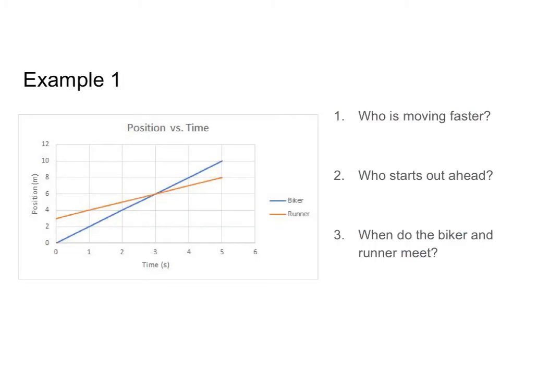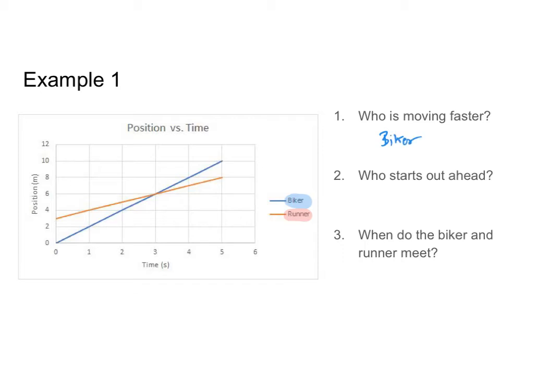So let's start with example 1, which is a graph that shows the position versus time for a biker, which is going to be in blue, and for a runner, which is our line in red. Our first question is who is moving faster? To do that, we're going to look at which line is steeper, so which line is going up more quickly. From the graph, we can see that our blue line is significantly steeper than our red line. So our biker's position is increasing more quickly than our runner's. That means that the biker is moving faster.